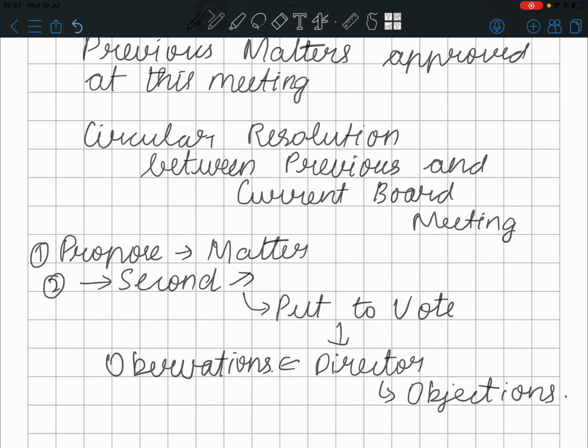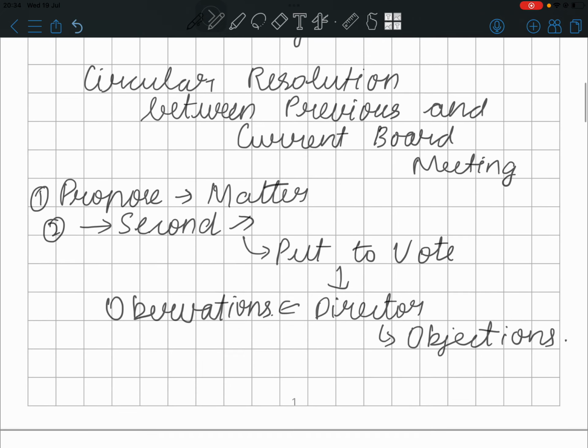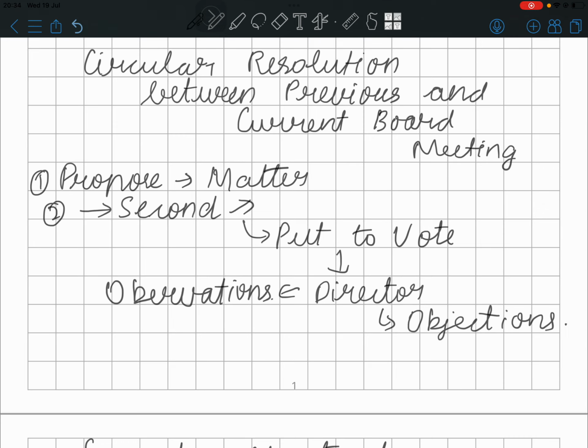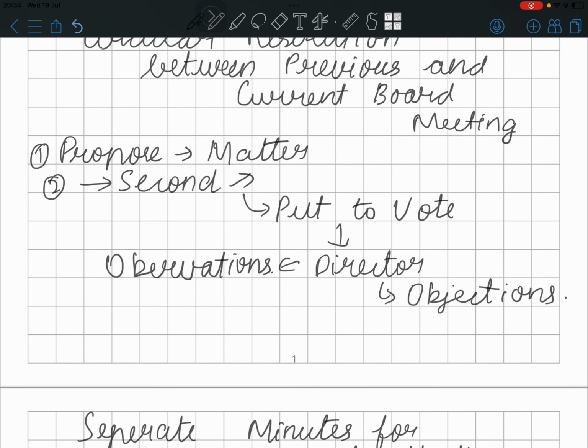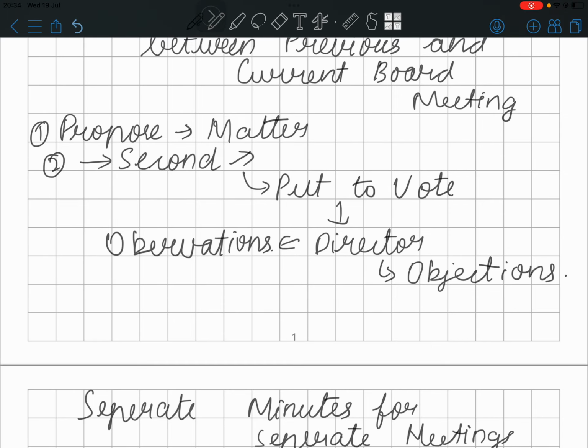Second, between the previous meeting and the current meeting, if any circular resolution has been passed, such a resolution needs to be addressed in the meeting. For writing the meeting, we should state the purpose for which we have joined. The matter should first be presented, then seconded by a person, then put to a vote. If anyone objects, that is to be noted, including which directors objected or made any observation, and what was seconded.